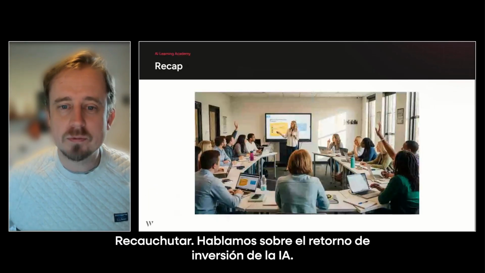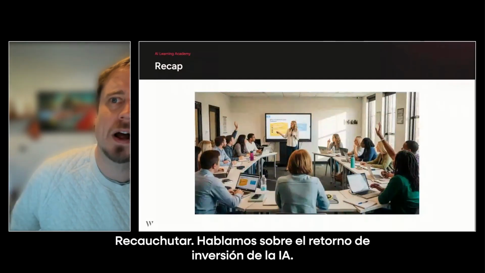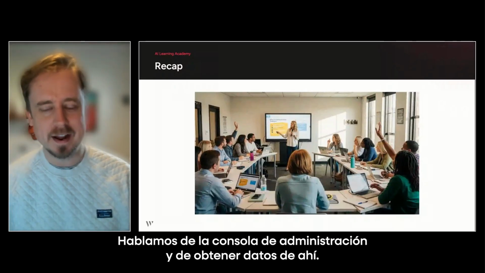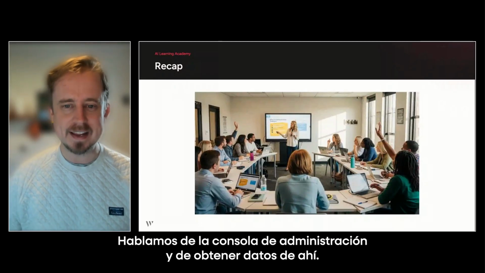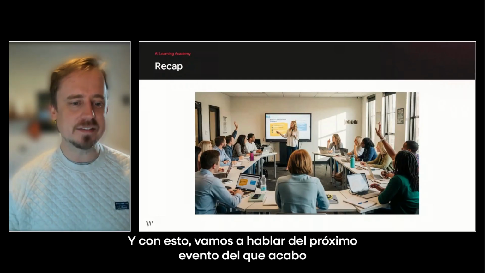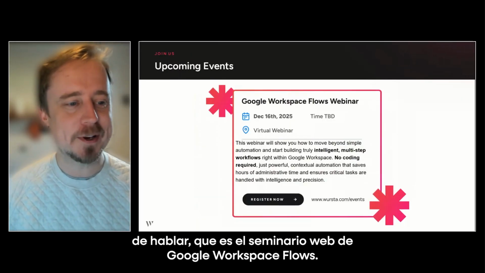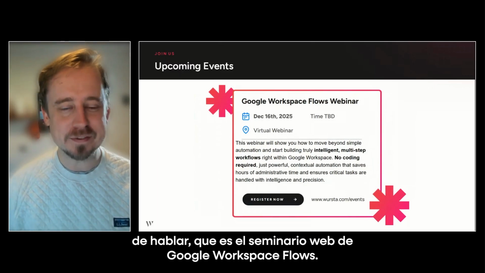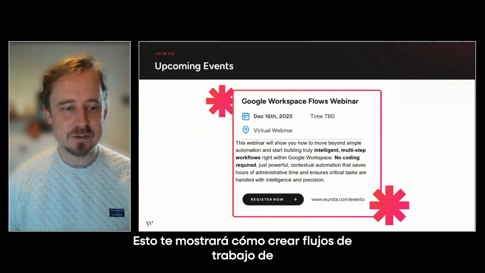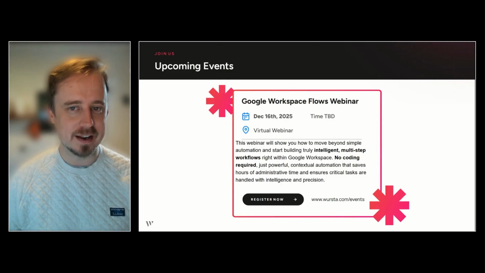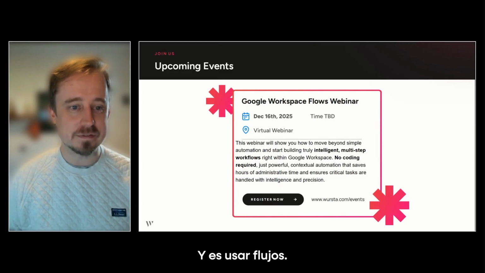Great. Recap. We talked about ROI for AI. We talked about the difference between Gemini and Gemini Enterprise. We talked about Admin Console and getting data from that. And with that, we're going to talk about the upcoming event that I just mentioned, which is the Google Workspace Flows webinar. This will show you how to create multi-step workflows within Google Workspace, using flows.